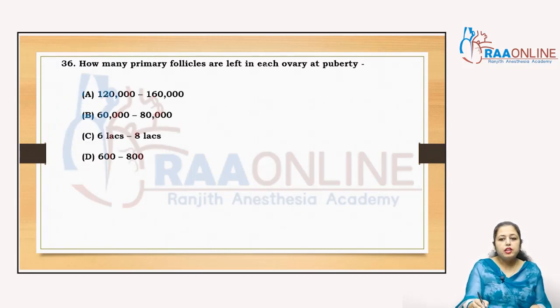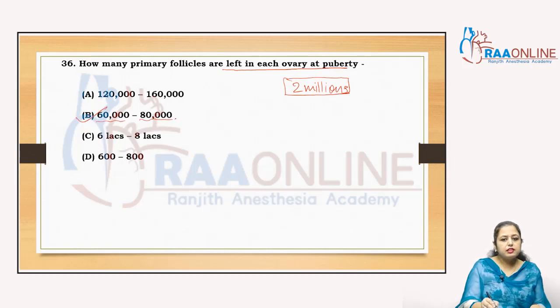How many primary follicles are left in the ovary at puberty? That is 60,000 to 80,000. At the time of embryogenesis, approximately 2 million ovarian follicles are formed, and at puberty each ovary carries approximately 60,000 to 80,000 ovarian follicles. So the answer is 60,000 to 80,000.